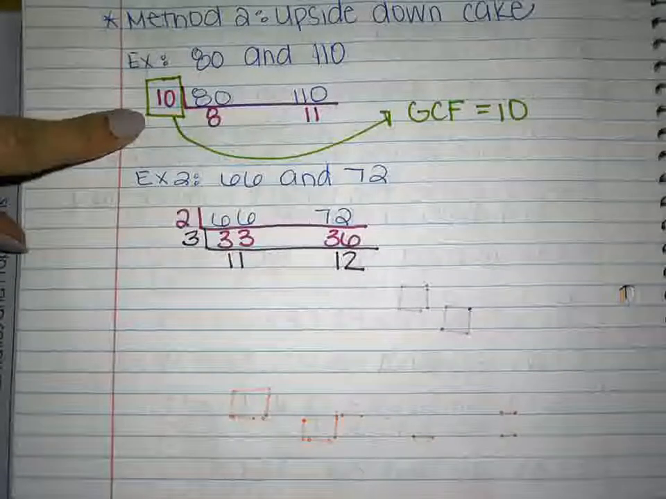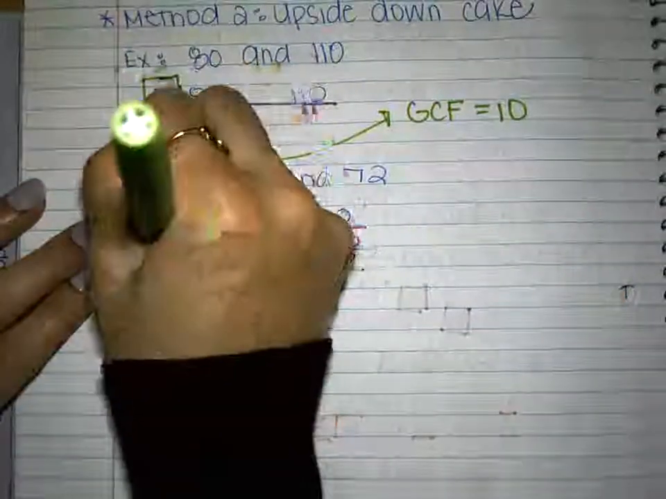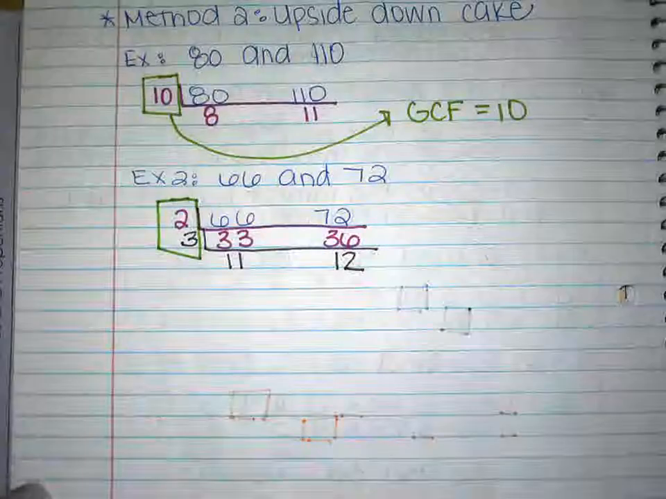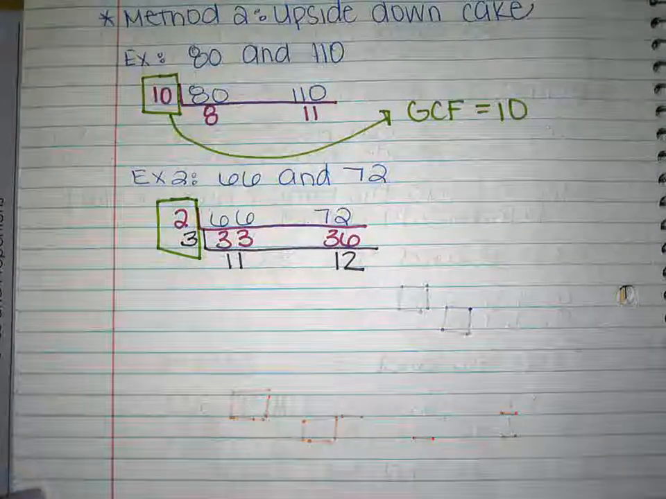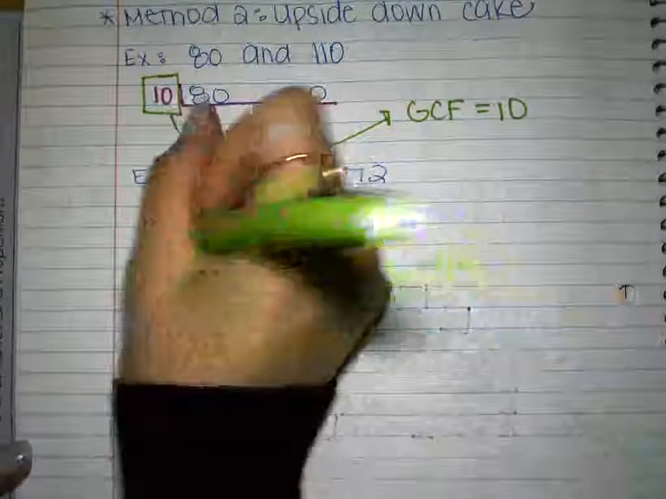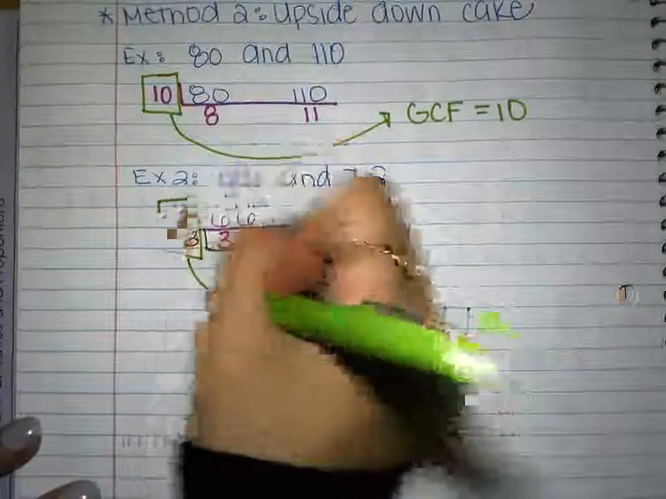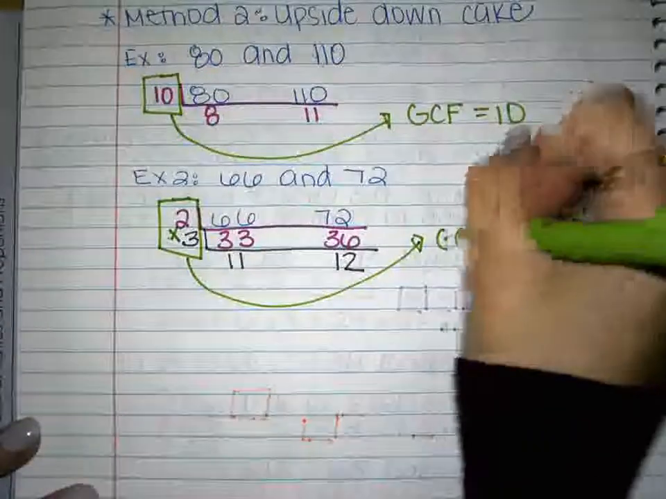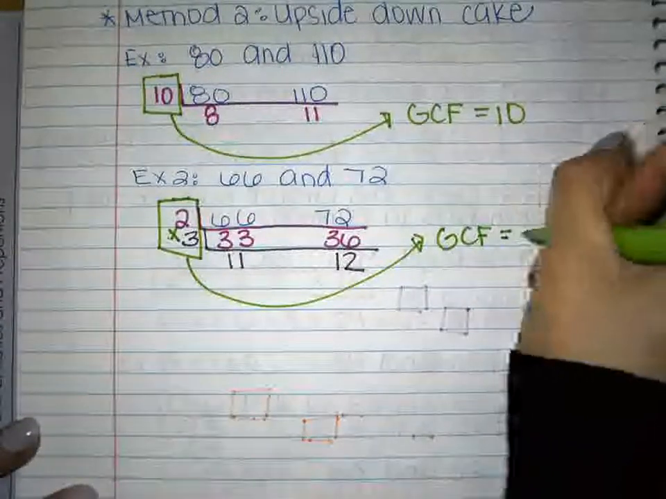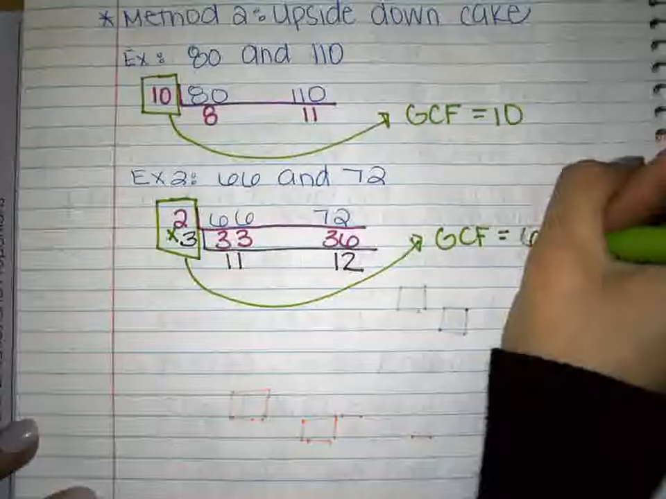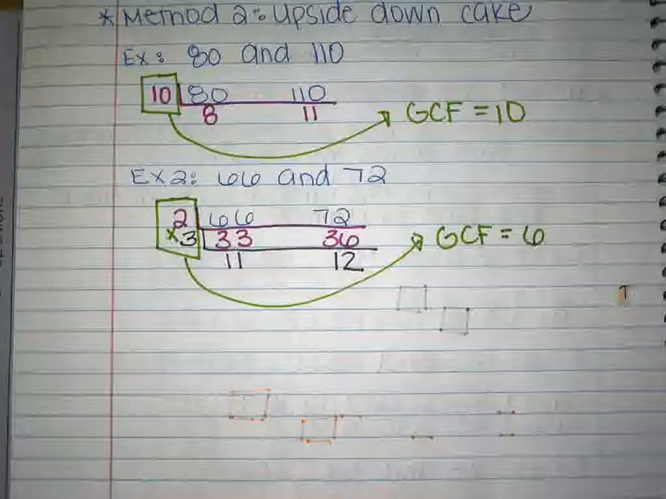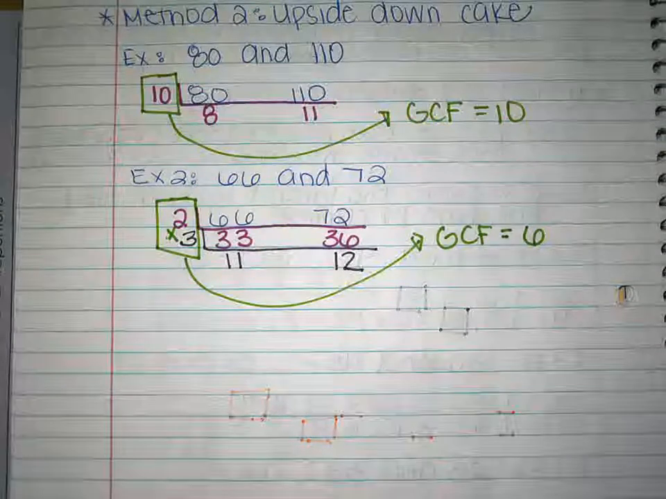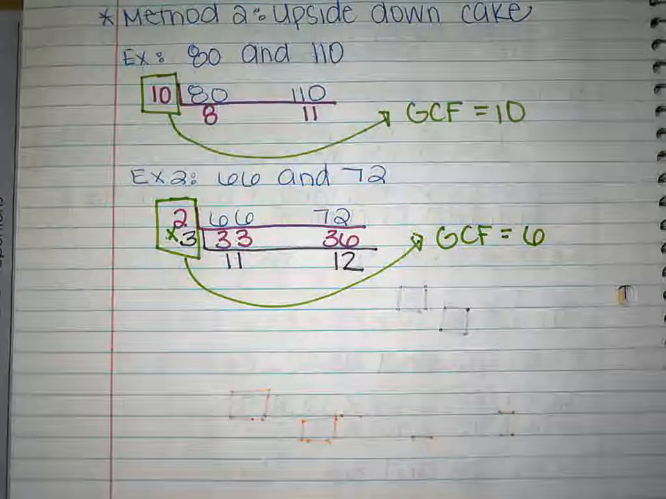Well, just like up above, my greatest common factor is just the numbers that are along the side. So I have a 2 and a 3. And just like with least common multiple, I'm going to multiply them together, which means that my greatest common factor in this case is 2 times 3, which is 6. It is the largest number that goes into both numbers.